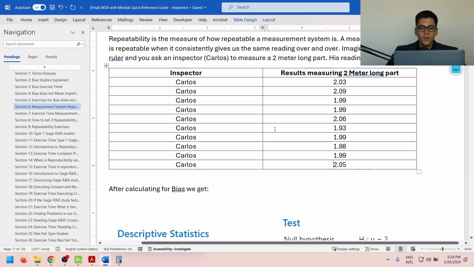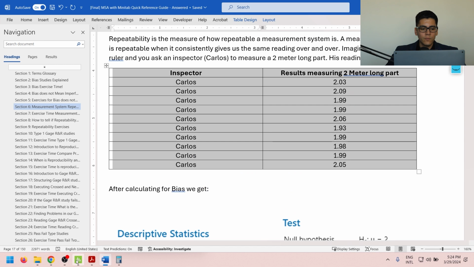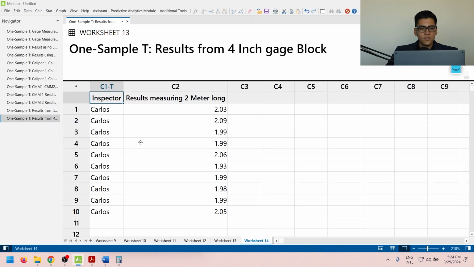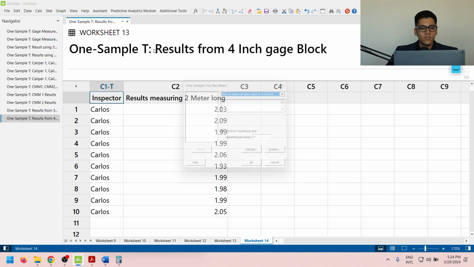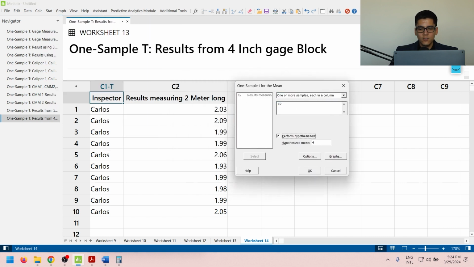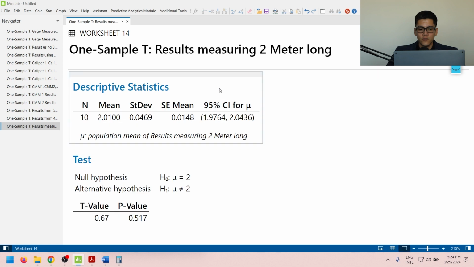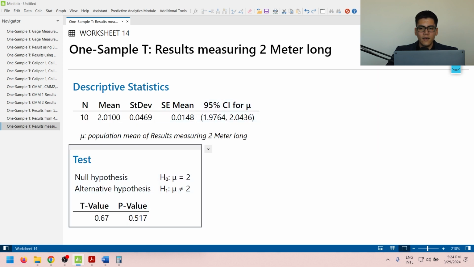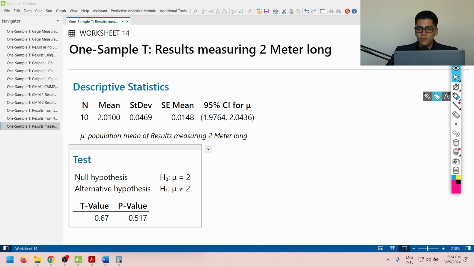Now I can grab this information right here, as we've been doing before, and we can calculate for bias. So we're simply going to do Stat, Basic, 1 Sample t. I'm going to grab C2, and I'm sure that the gauge block or sample that I'm using is exactly 2 meters long. So we'll do a hypothesis test for 2 meters. Now from here, I can do an analysis of my p-value. If I look at my p-value right here, I'll notice that it is above 0.05. Since it is above 0.05, that means that my system does not have bias. So no bias in the system, right?